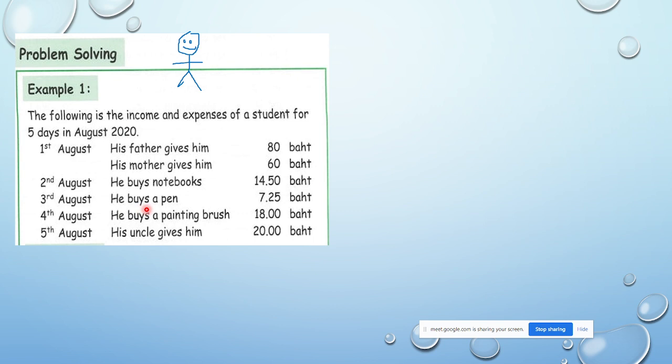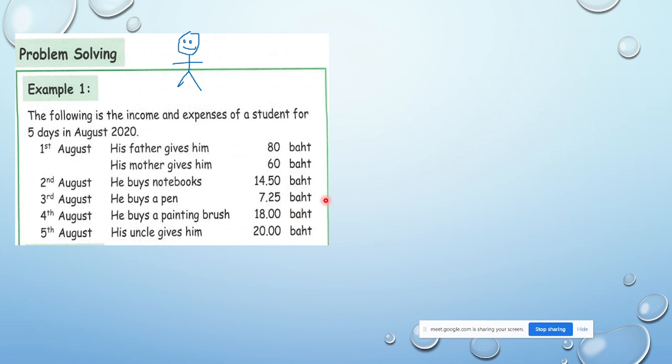The next day, he buys a pen for 7 baht 25 satang. He buys a paintbrush on the fourth day, which is 18 baht. On the fifth day, his uncle gives him 20 baht. Do you know what's an uncle? Yes, uncle. The uncle can be the brother of your mother or the brother of your father, right?